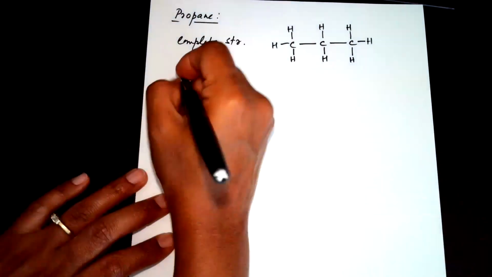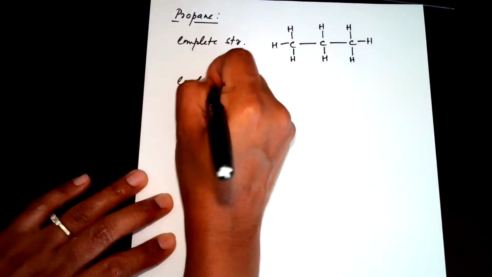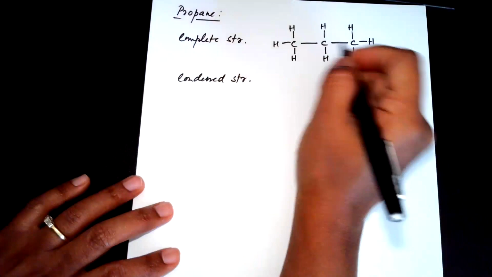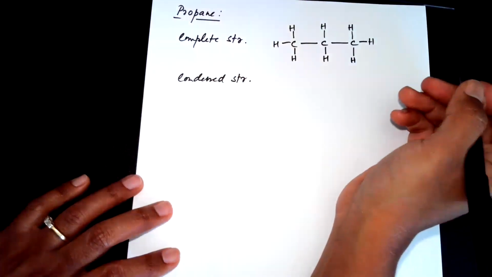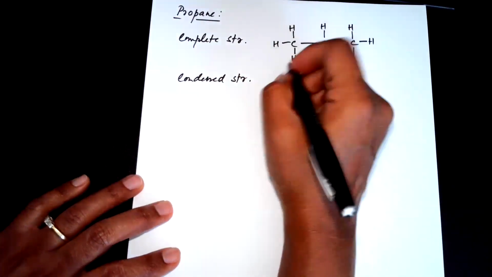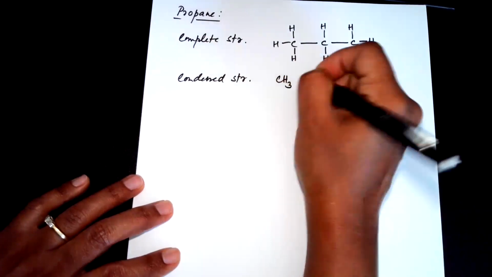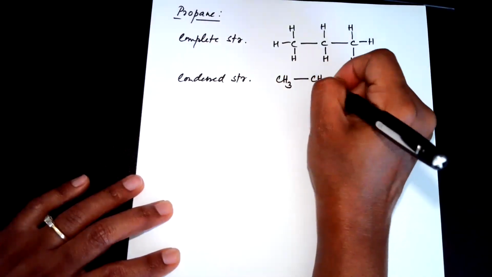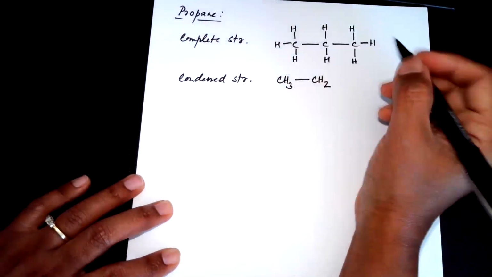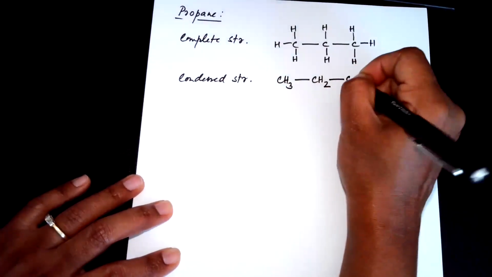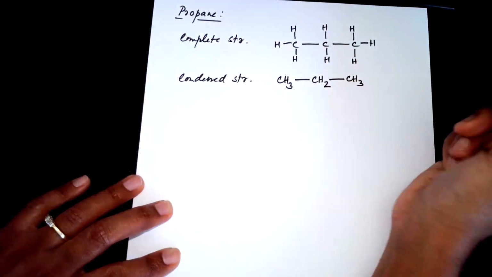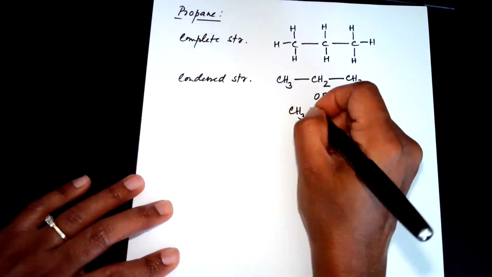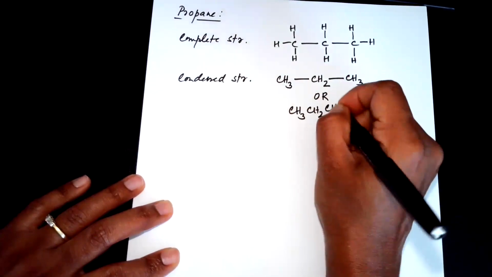If I were to draw a condensed structure of this molecule, I would stop at each carbon and say what is attached to that carbon. So this carbon has 3 hydrogens, CH3. You can choose to show the bond. The next one has CH2, 2 hydrogens with that carbon. And then the third one again is CH3. Again, like I said, sometimes people draw the bonds, sometimes people do not draw the bonds.